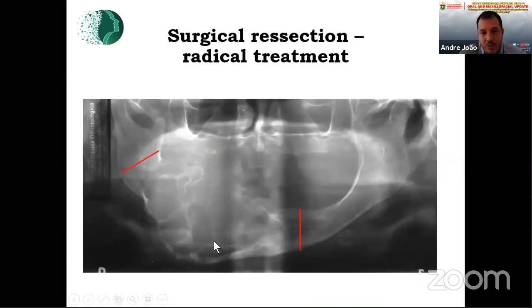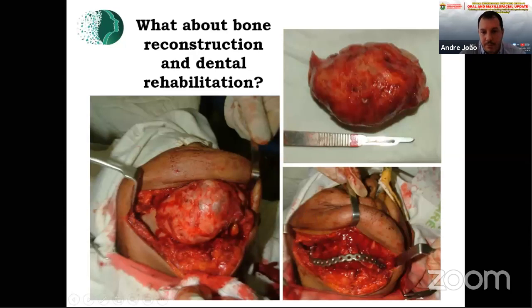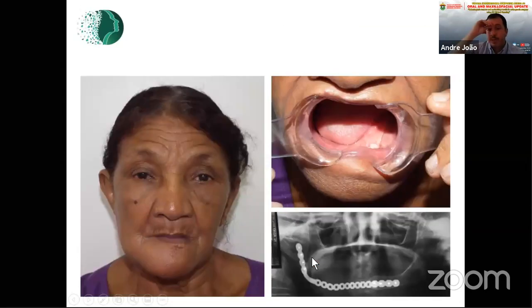The X-ray shows a multilocular radiolucent area, so a huge tumor. So basically, I planned a radical surgery with a bone resection. This procedure, the same thing, removing the tumor. We can see I was able to leave some bone on this side, placing a reconstruction plate, and here the patient a few months after treatment.